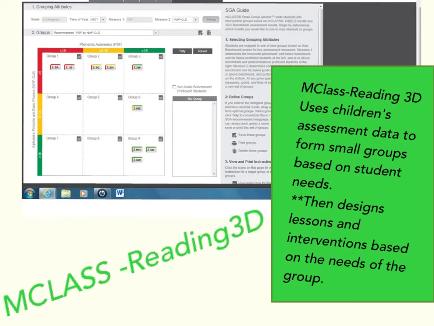M-Class Reading 3D. M-Class Reading 3D is another type of expert system used in education. This system has the ability to interpret student reading data, choose how to divide the students into small groups based on need, and give intervention tools, activities, and strategies for the optimum growth of the group based on need.